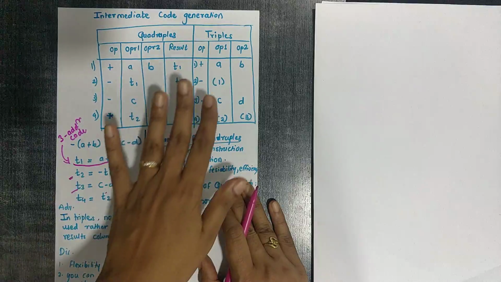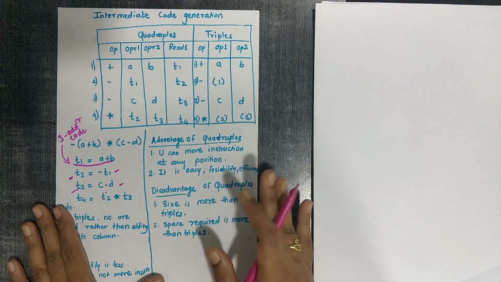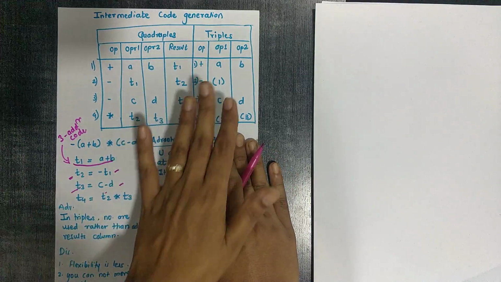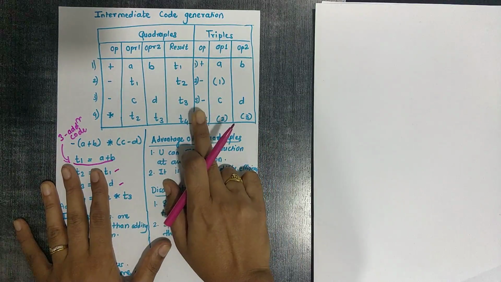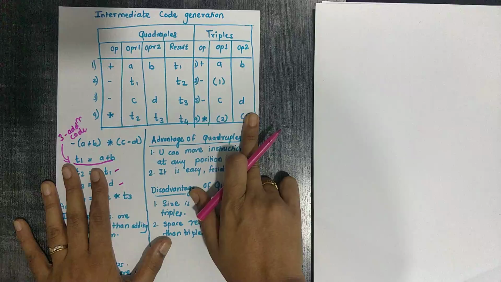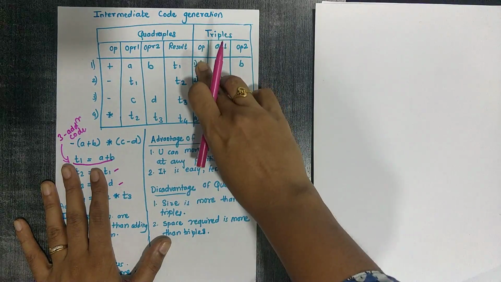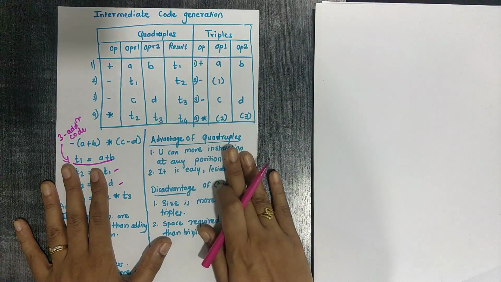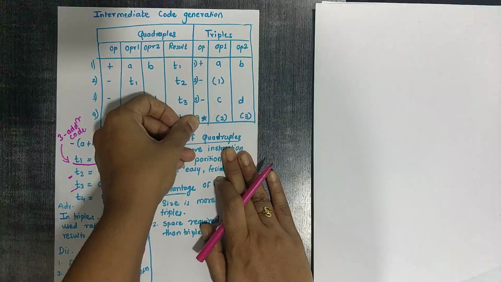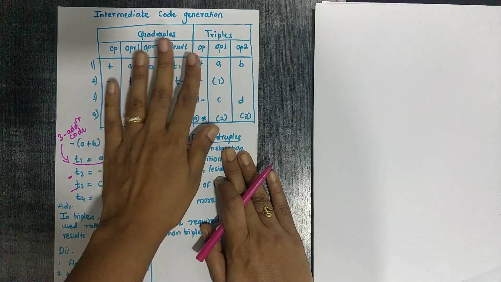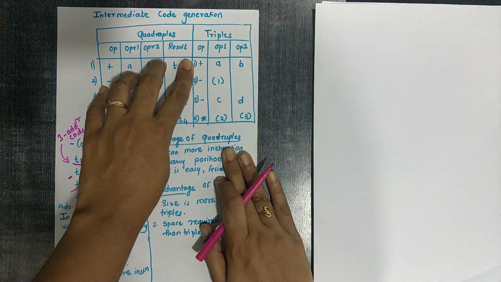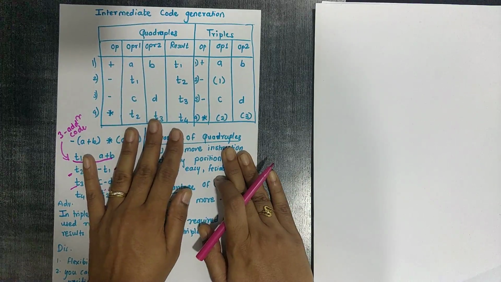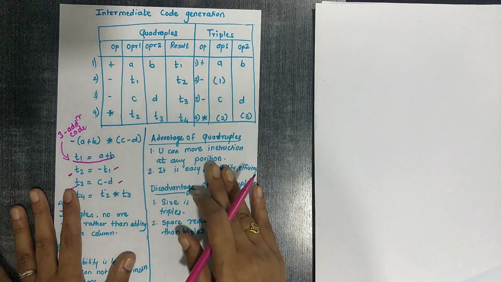Okay, so what are triples now? Triples are also the same way as quadruples, but here only 3 columns are there. That is operator, operand 1, operand 2. But these statements are assigned with numbers, like 1, 2. You can assign any numbers, but those numbers should continue or remain the same in the whole example.